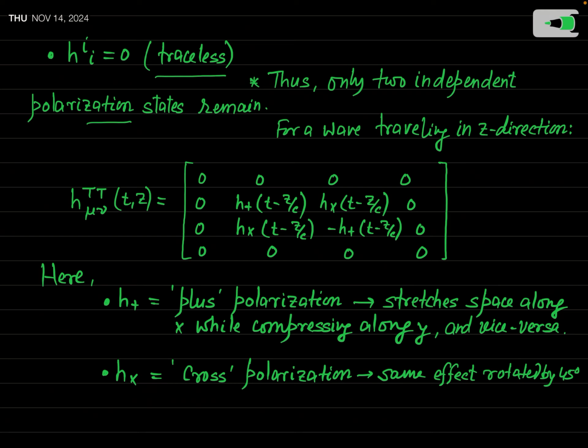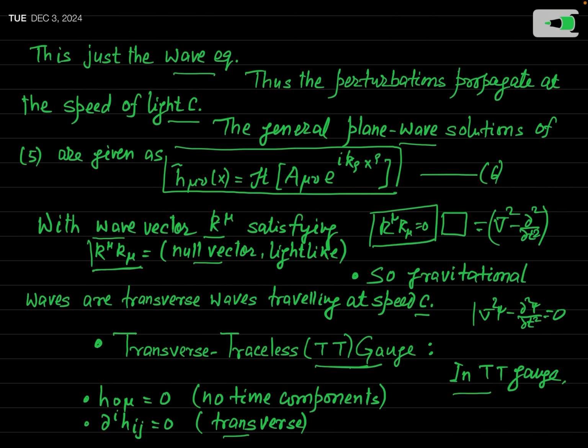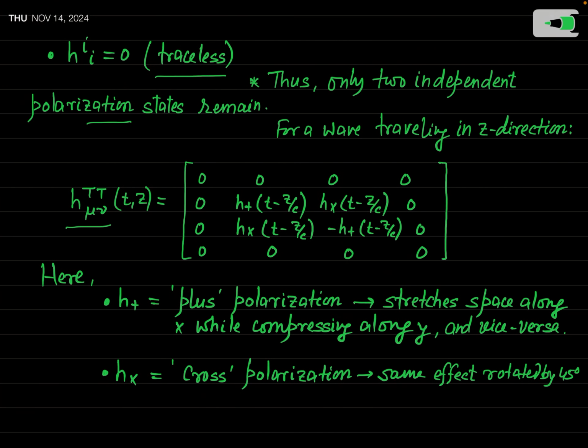And for a wave traveling in the z direction, this h TT mu nu means you are now going to write the value of h mu nu, if the wave is traveling in the z direction, in the transverse traceless gauge. Okay, and that is given by this matrix, you can see.